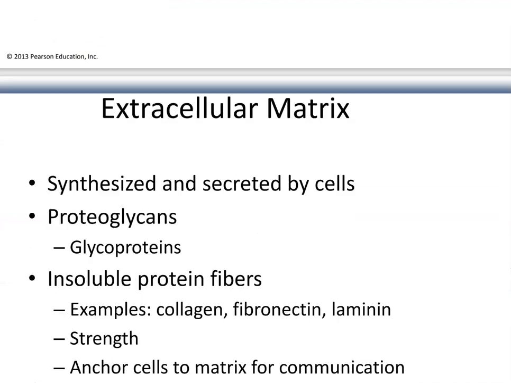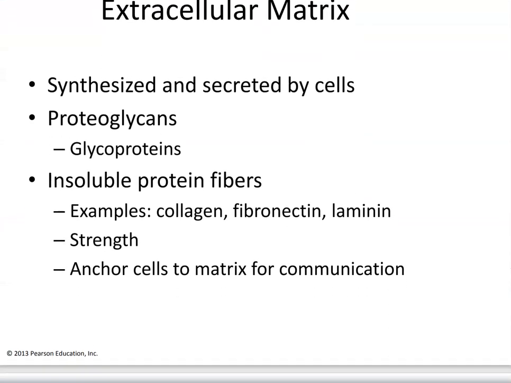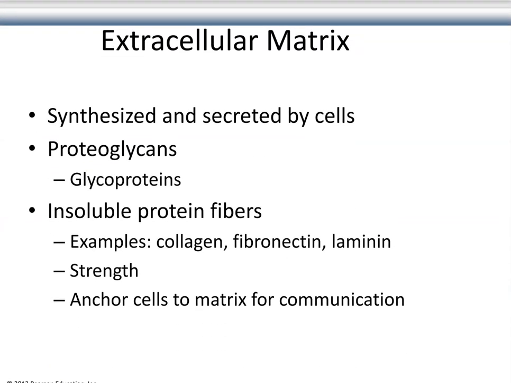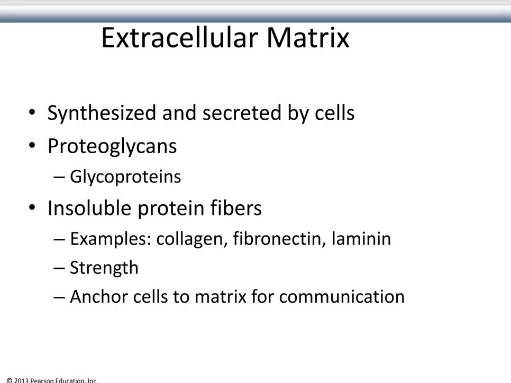Okay, starting out with the extracellular matrix. That would be the material that you find outside of cells, and that helps the cells to communicate with one another in the context of the tissue that they are in and to stay in place in that tissue where they're supposed to be. So this extracellular matrix material is synthesized and secreted by cells. A lot of it is glycoproteins.